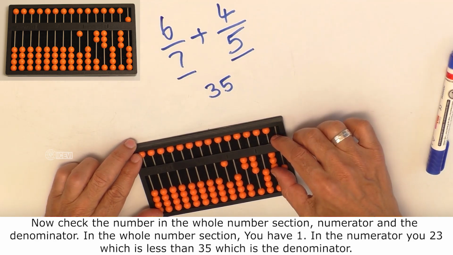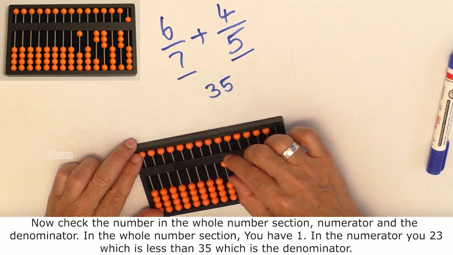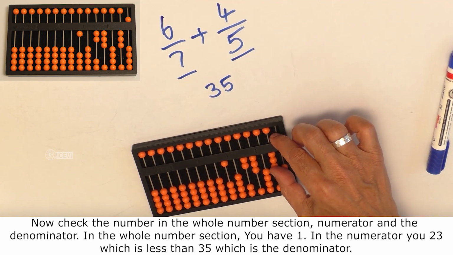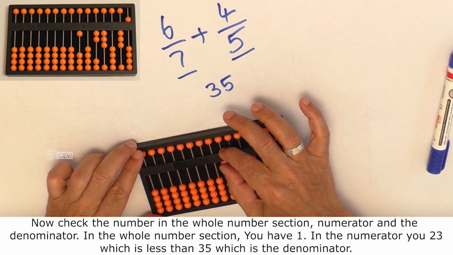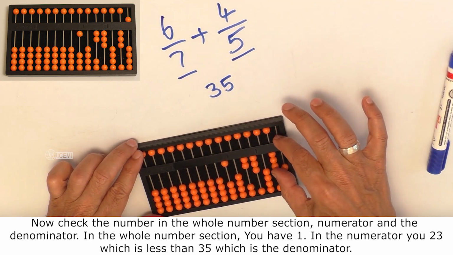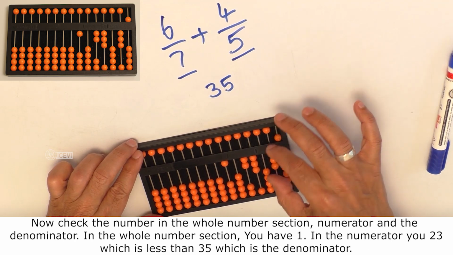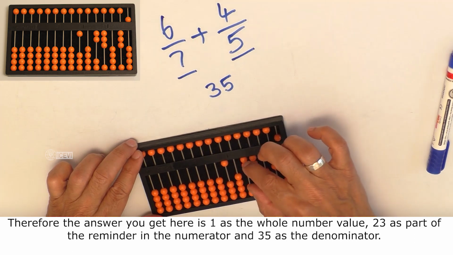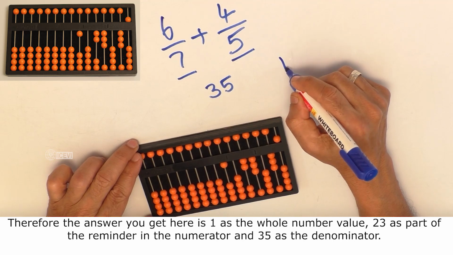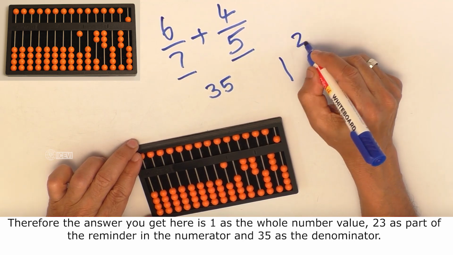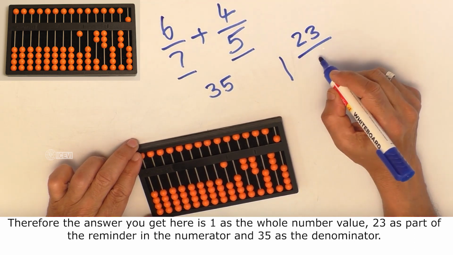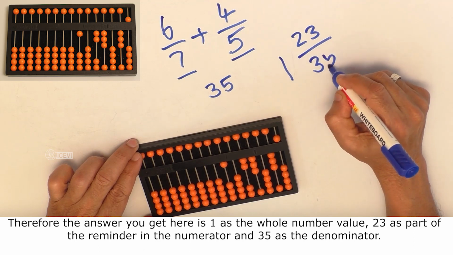Now check the number in the whole number section, numerator and the denominator. In the whole number section you have 1. In the numerator you have 23, which is less than 35, which is the denominator. Therefore, the answer you get here is 1 as the whole number value, 23 as part of the remainder in the numerator, and 35 as the denominator.